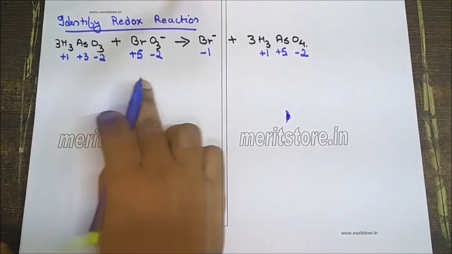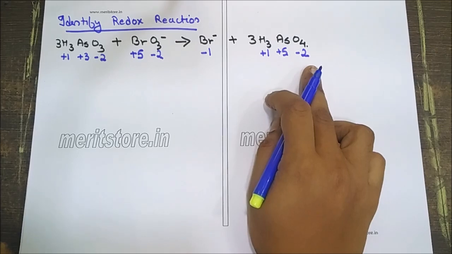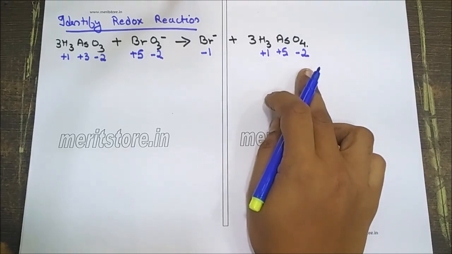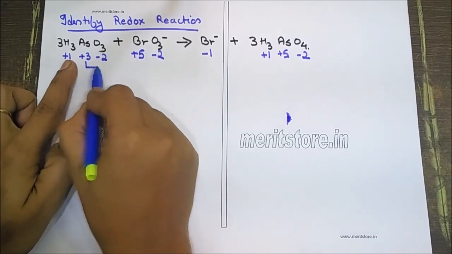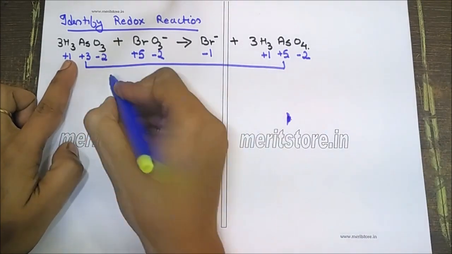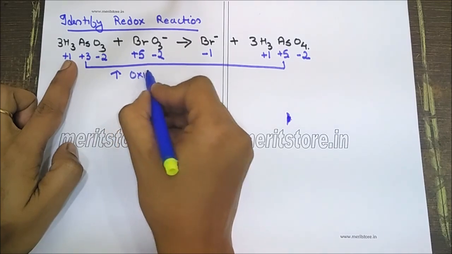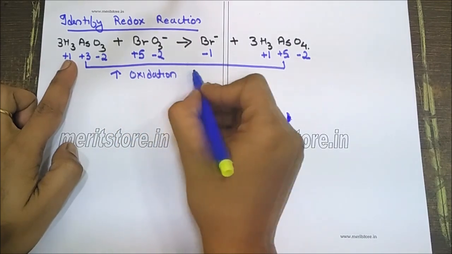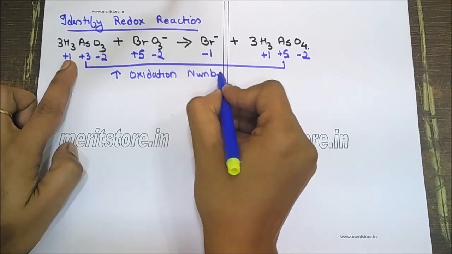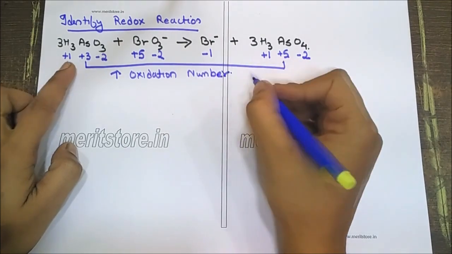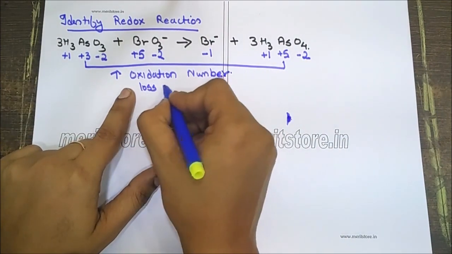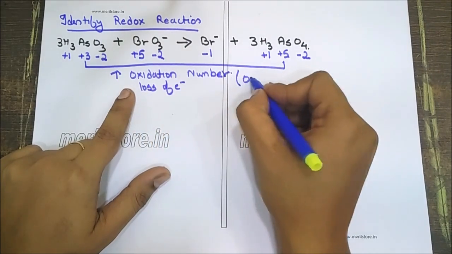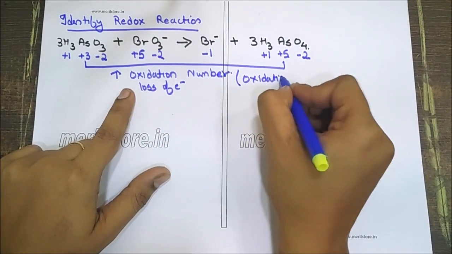Now, after we have written the oxidation number of each atom, we will have to find out which atom has undergone an increase or decrease in oxidation number. So do we see As? See here, there is an increase in oxidation number. An increase in oxidation number, matlab, what has occurred? There is loss of electrons, which means it has undergone oxidation.